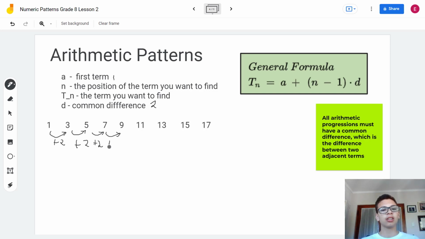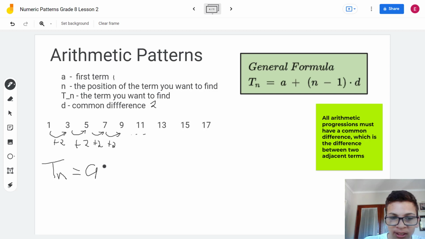So how do we work out this formula? Usually in numeric patterns, we want to find the general formula because then we can find any term. We can find the 100th term, the 1000th term, any term if we find the general formula. So Tn equals A plus n minus 1 times d. I recommend you always write down the formula as your first line.